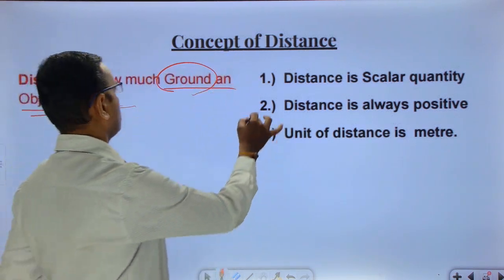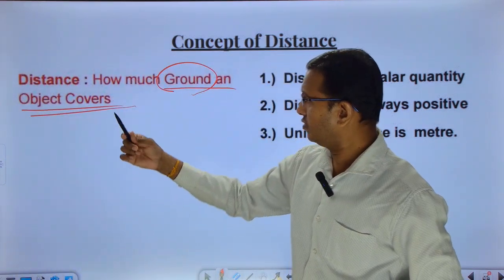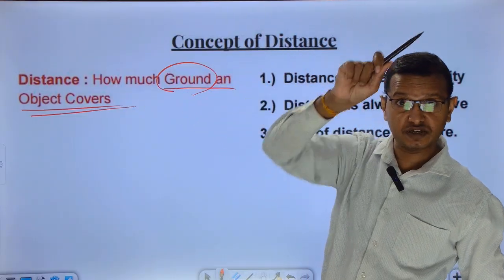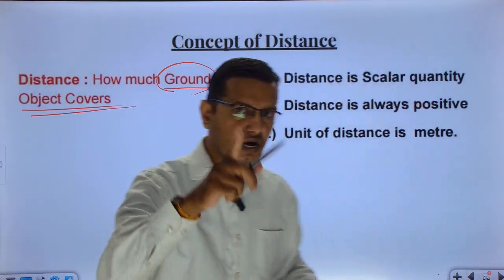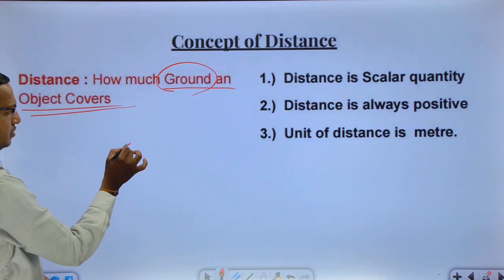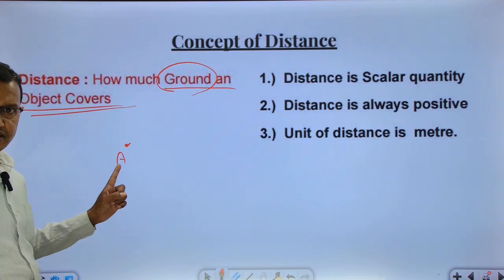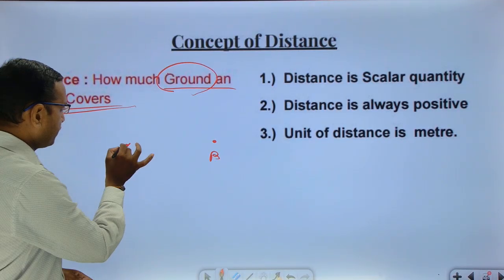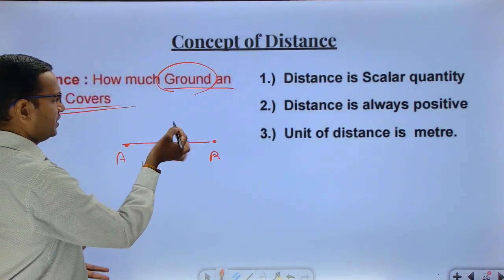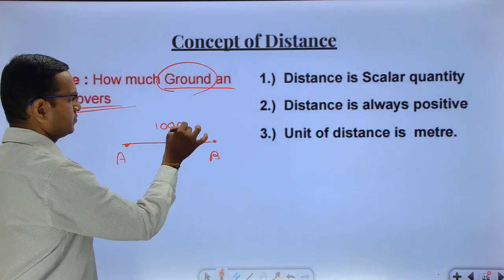Now, the first point about distance, which I also told you earlier. How much ground an object covers? That is nothing but distance. I'll tell a simple point regarding this. The object is starting at point A. It is going to point B. Okay, from A to B, the distance is say some 100 meters.